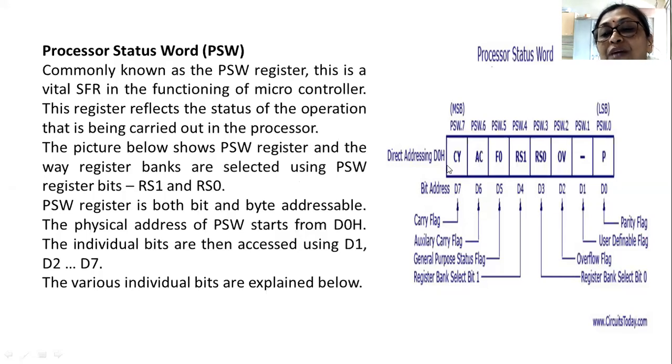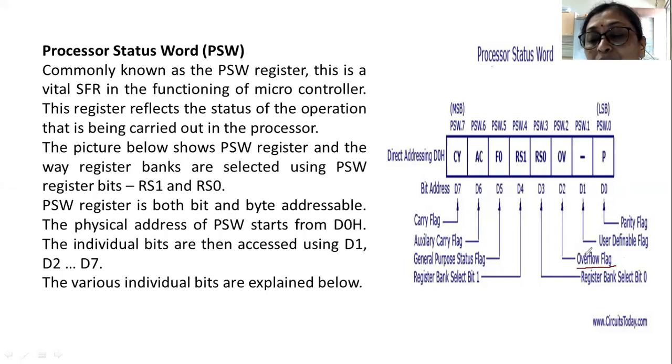Okay. So we have studied CY, AC, F0, RS1, RS0. Now we will study the remaining 2 flags. Which are those remaining 2 flags? OV and P. What is the meaning of OV? Here it is written: overflow flag. OV means overflow.